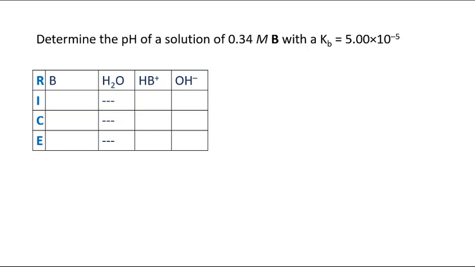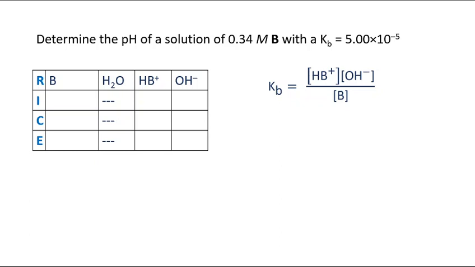Very similar to the acid, if we know something about Kb, we know Kb is going to be equal to the concentrations of your products divided by the concentrations of your reactants. So here our products are going to be the HB plus times the OH minus. Water, again, is still involved in the reaction, but we're going to consider it a pure liquid, so its concentration is not going to change. So it's not going to have any initial, change, equilibrium values. In addition, because it doesn't change, we're leaving it out of the equilibrium constant equation. And so your reactant is just going to be the concentration of your base.